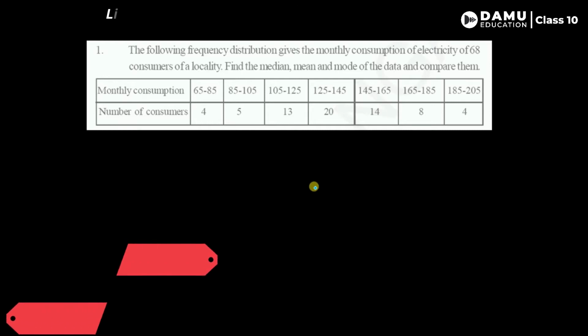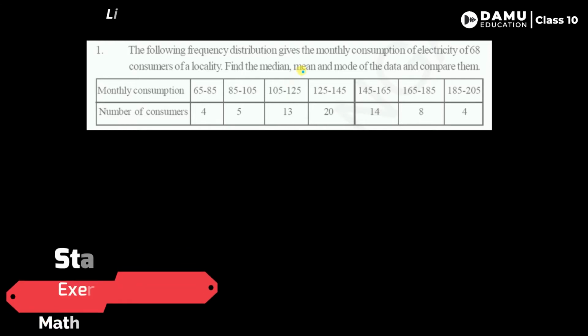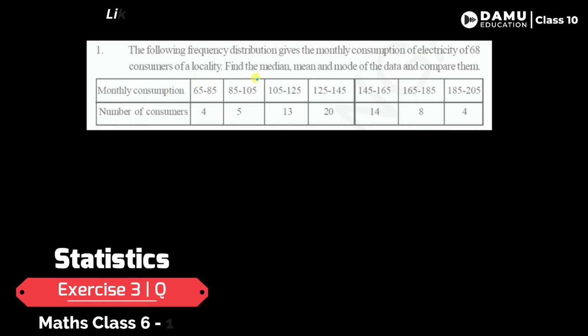So in this module, we are going to start our new exercise. That is, first question. The following frequency distribution gives the monthly consumption of electricity of 68 consumers of a locality. Find the median, mean and mode of the data and compare them. So first one, what is that?